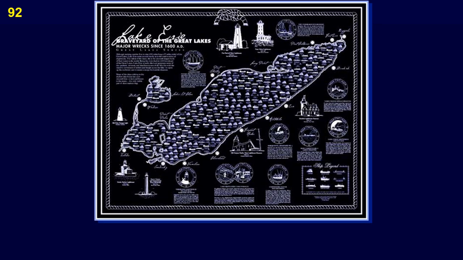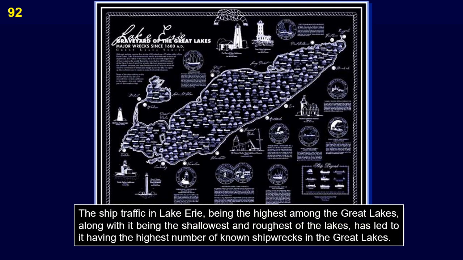The ship traffic in Lake Erie being the highest among the Great Lakes, along with it being the shallowest and roughest of the lakes, has led to it having the highest number of known shipwrecks in the Great Lakes.